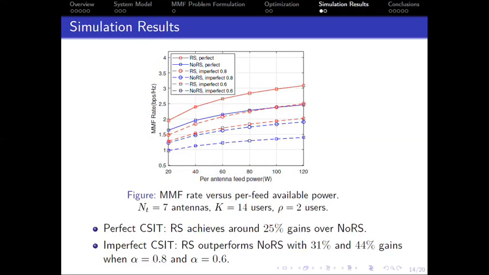Now for the simulation results, it can be seen that RS outperforms non-RS in the whole range of per-phase available power due to its more flexible architecture for non-orthogonal transmission and robust interference management. For perfect CSIT, RS achieves around 25% gains over non-RS. For imperfect CSIT, RS is seen to outperform non-RS with 31% and 44% gains respectively when alpha is 0.8 and 0.6.